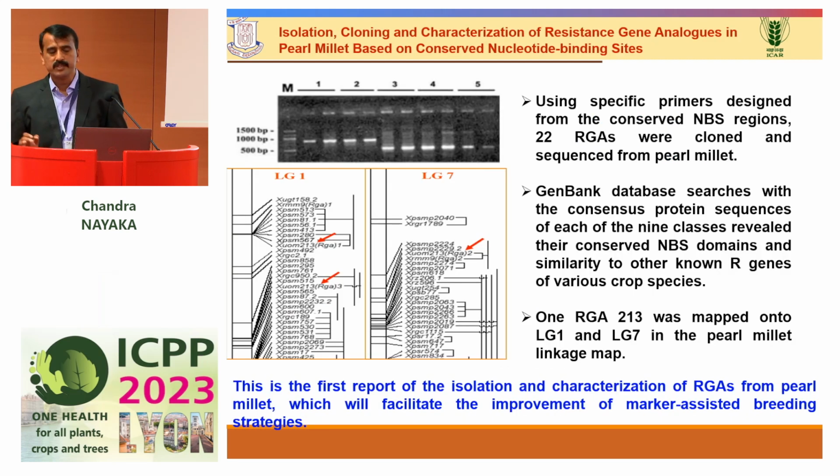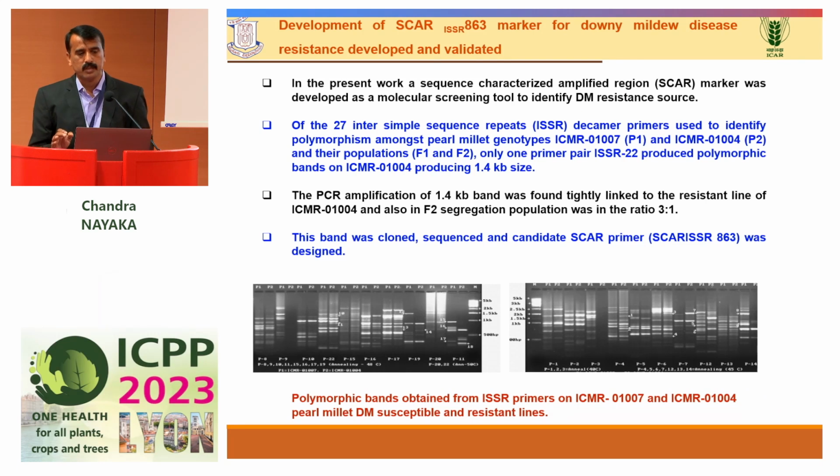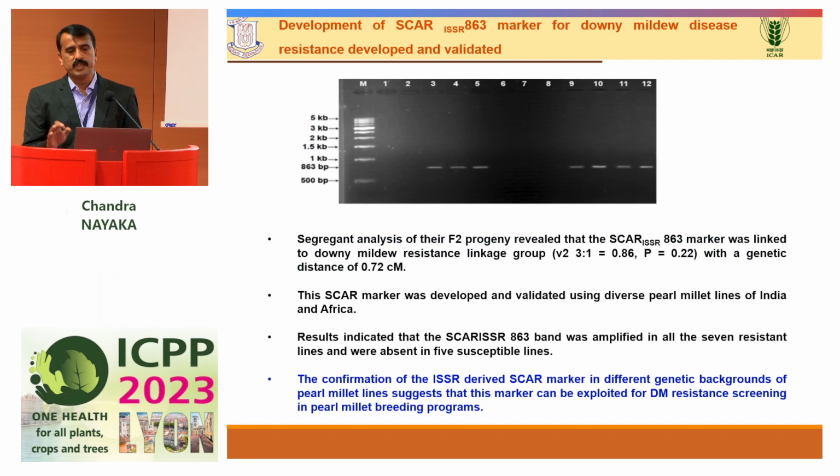And we have isolated and cloned RGS, and that clone we have used for sequencing. From that sequence, we have developed a SCAR marker, and this SCAR marker can be used for screening resistant and susceptible seedlings under laboratory conditions.